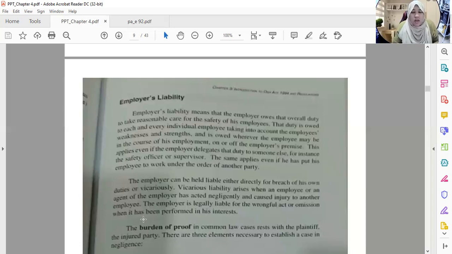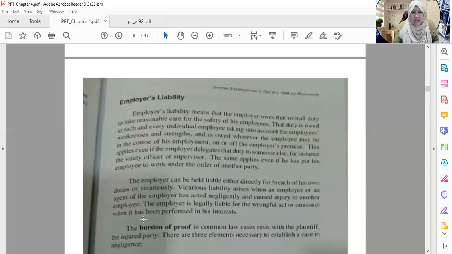Okay, what does vicarious mean? Vicarious liability arises when an employee or an agent of the employer has acted negligently. Vicarious means that they have breached the law of tort, doing a wrongful act, and then it can cause injury to another employee because of their negligence, maybe their mistake or, how to say, mis-monitoring, I can say like that, right. So the employer is legally liable for the wrongful act or omission when it has been performed in his interest.